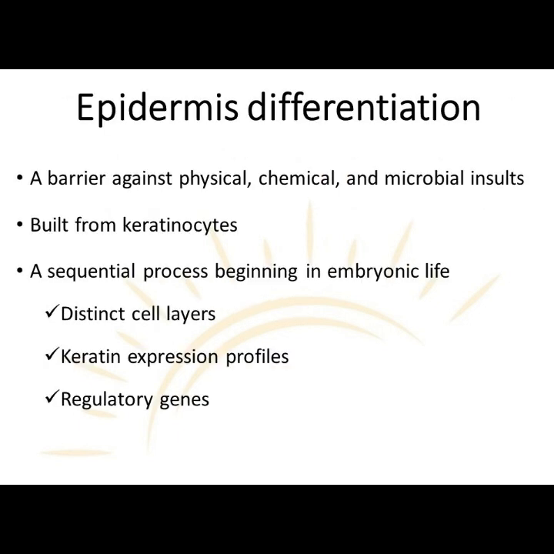Epidermis differentiation. The epidermis is a strong barrier, built from stratified keratinocytes. Keratinocytes produce keratins, intermediate filaments that not only provide structural support, but also regulate various cell functions. Each epidermal layer expresses specific keratin pairs, type I plus type II, making the layers well-defined.